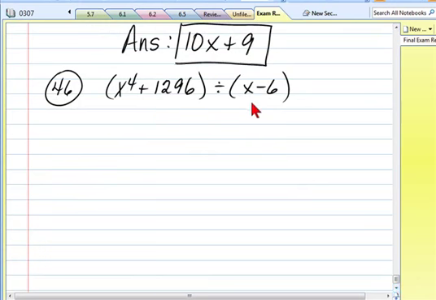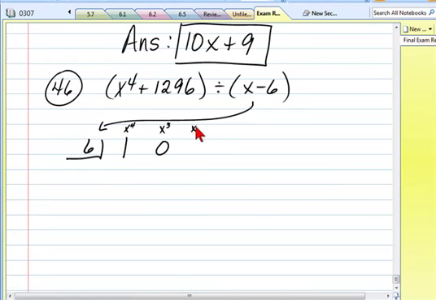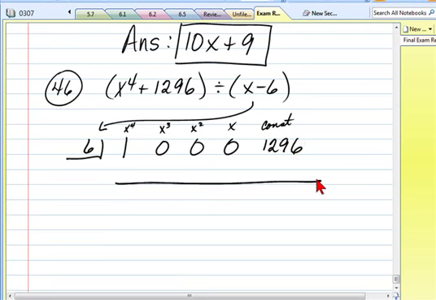All right, what am I going to divide by? Positive 6, and you have to be careful. I'm going to divide into a 1. Remember, that represents the x to the 4th. Is there an x to the 3rd term? So put in a 0. Is there an x squared term? Put in a 0. Is there an x term? No. Put in a 0. Is there a constant? Yes, 1,296. If you don't put in those zeros, then you will be very far off from the real answer.